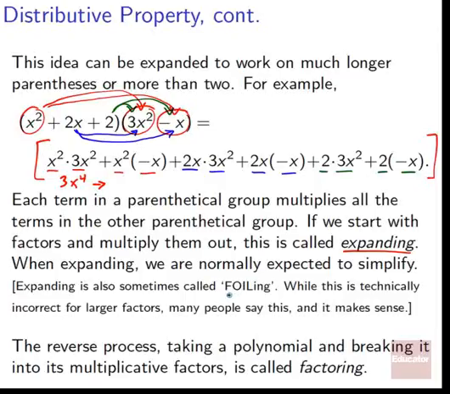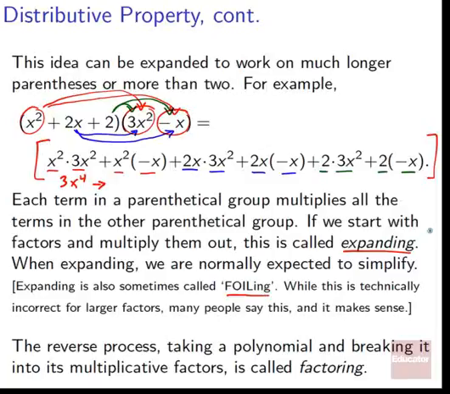Expanding is also sometimes called foiling. Now, this is technically incorrect for larger factors because remember, FOIL is based off of that mnemonic, firsts, outers, inners, lasts, so that requires it to be two and two, two binomials put together. But when people say this, we still know what they mean, right?